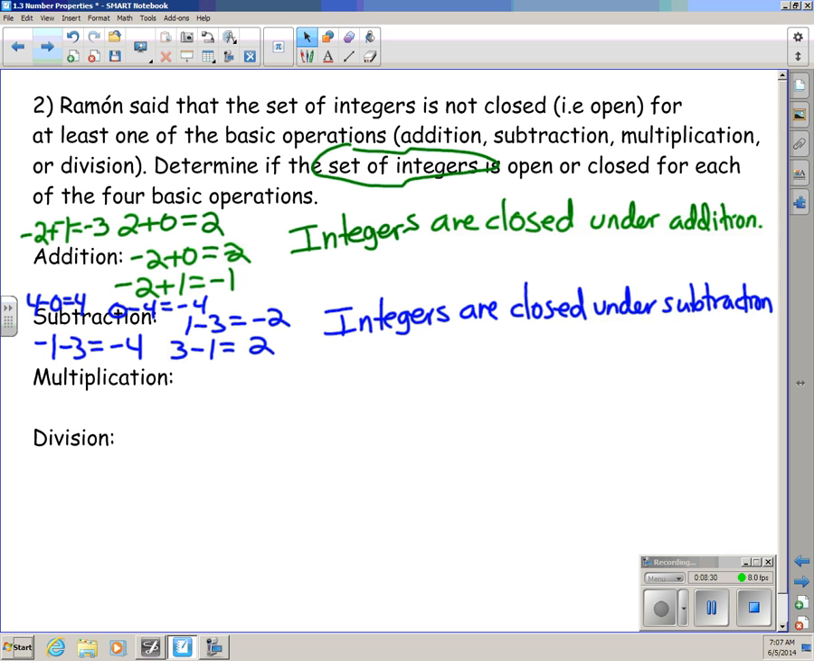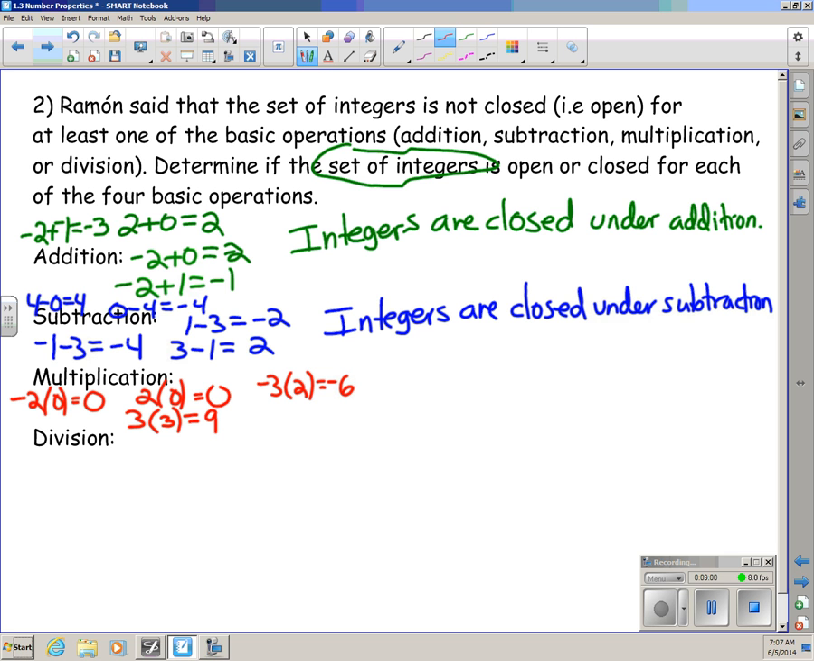So next is multiplication. When we multiply integers, do we produce an integer? -2 times 0 is 0. That's an integer. 2 times 0 is 0. That's an integer. And we try 2 positives. 3 times 3 is 9. That's an integer. How about -3 times 2? That's -6. That's an integer. And what if I did 2 negatives? -2 times -4 is +8. That's an integer. So I would say integers are closed under multiplication.